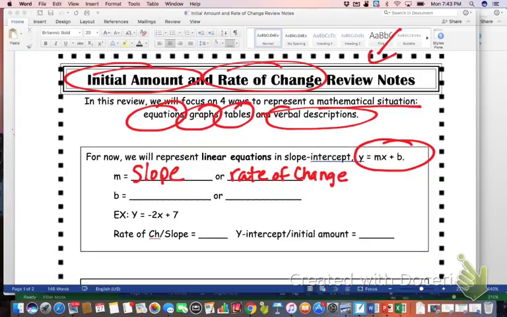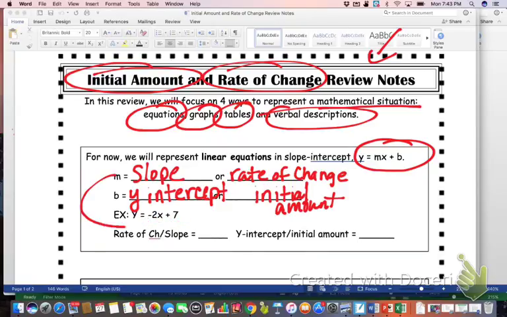And then b stands for either the y-intercept, or another way of saying it is the initial amount. Again, 2 different ways of saying exactly the same thing. In an equation, it's called slope-intercept form for a reason, because traditionally it does have the slope first and then the y-intercept second. y = mx + b.